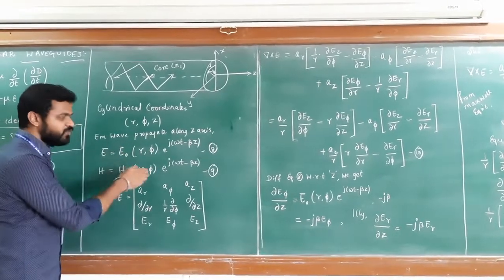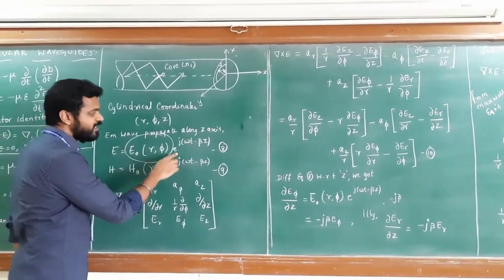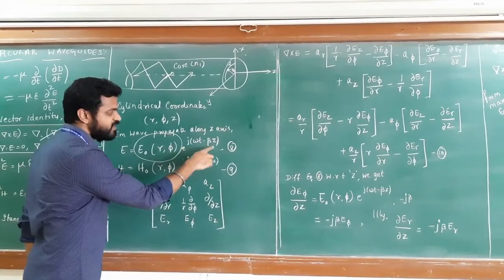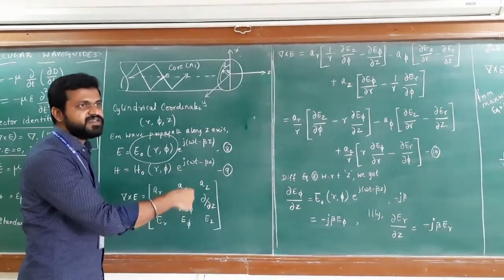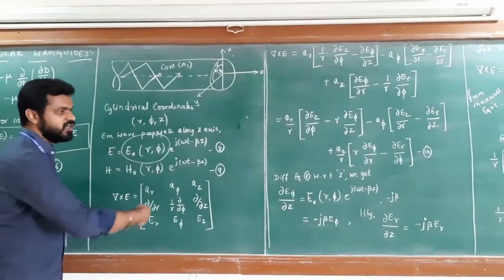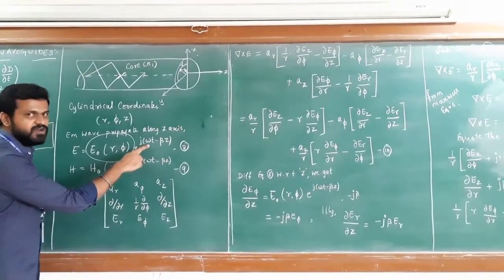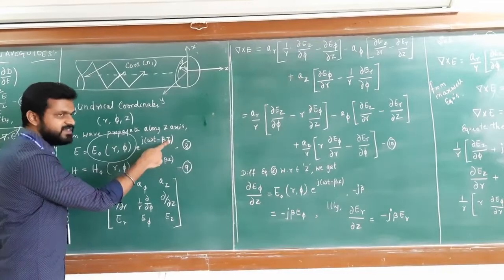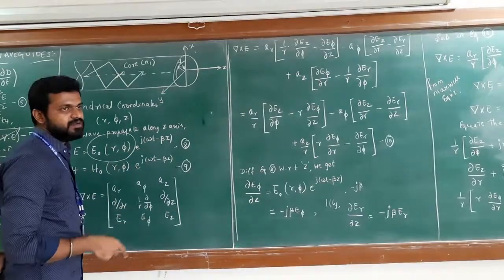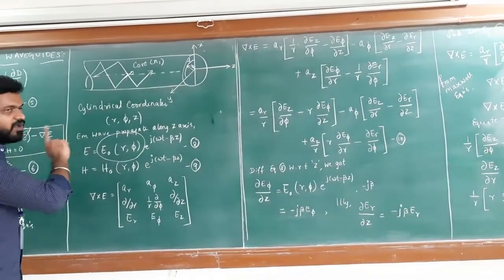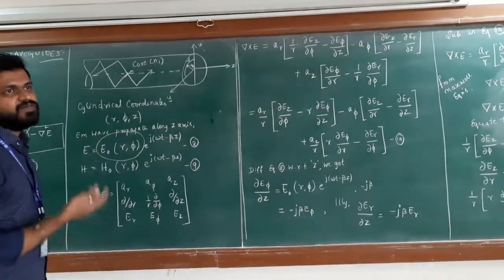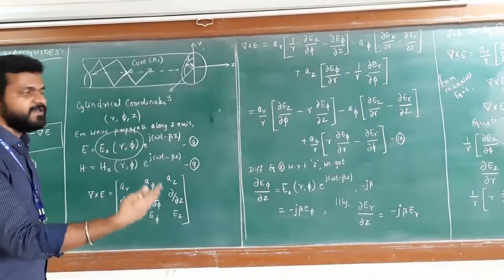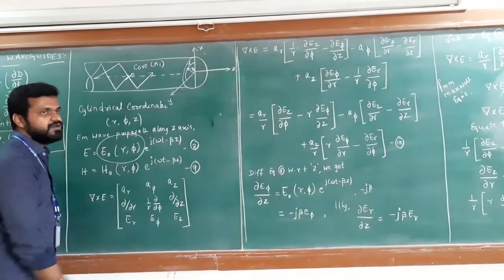So this is the amplitude part, and e power j omega t minus beta z, where this is your phase, which changes along the z direction. Omega is your angular frequency, t is your time, beta is the propagation constant, and z is your corresponding propagation direction. So along the direction, the electromagnetic field will keep on decaying. So that's why it's exponentially going on.